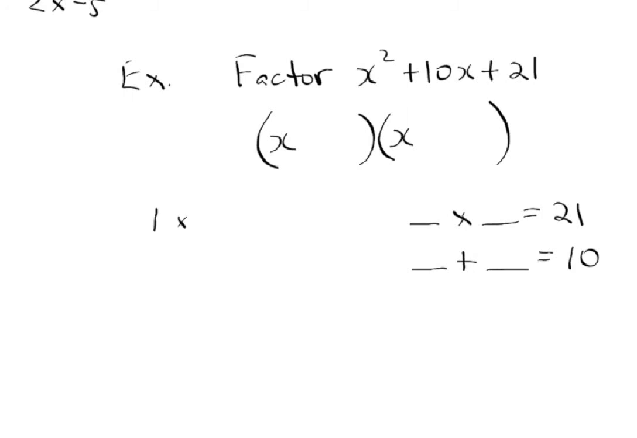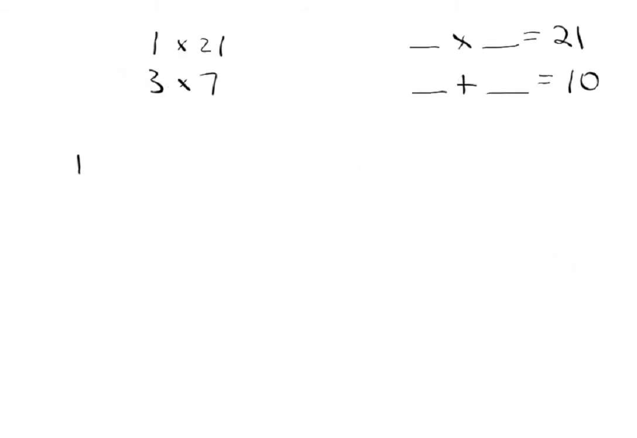I go, well, there's 1 times 21, but they don't work because they don't add up to 10. And then I try 3 and 7. Oh, that's all there is to it. Okay, and an easy way to check my work would be to expand out the brackets and make sure that I have the trinomial that I started with. Okay, let's try another example.